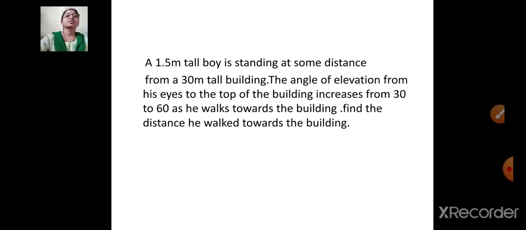Sixth question, number 6. A 1.5 meter tall boy is standing at some distance from a 30 meter tall building. The angle of elevation from his eyes to the top of the building increases from 30 degree to 60 degree as he walks towards the building. Find the distance he walked towards the building. First of all, try to understand this question, then accordingly we will draw the diagram.